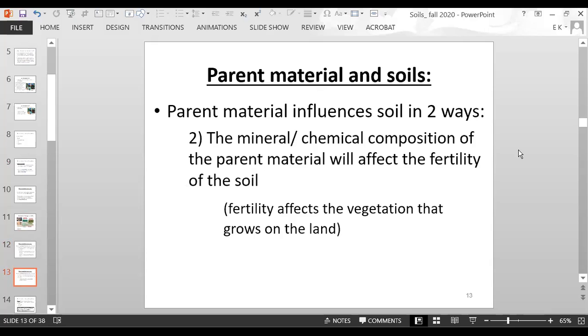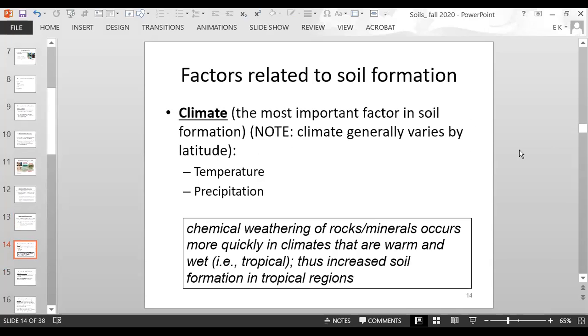So that affects the fertility, the nutrients that are available for the plants. The second factor related to soil formation is climate. Climate is the most important factor in soil formation, and climate varies by latitude generally. It also varies by altitude or elevation. Climate is referring to temperature and precipitation patterns.